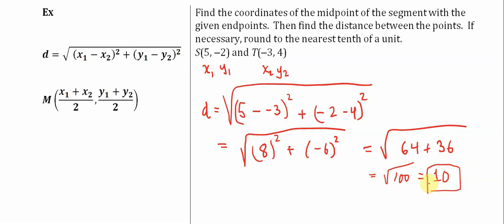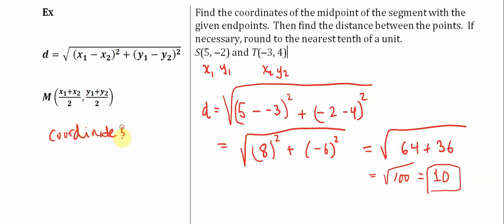For the midpoint, remember, what we're asked to find here are coordinates. So that means we should get two numbers: an x coordinate and a y coordinate for the midpoint. We're going to do the same thing and apply this formula. x1 is 5 plus x2 is -3, divided by 2, so that's going to give us the x coordinate of our midpoint. The y coordinate is going to be equal to the average of the y values, so -2 plus 4, that result divided by 2. So that's going to give us the y coordinate.